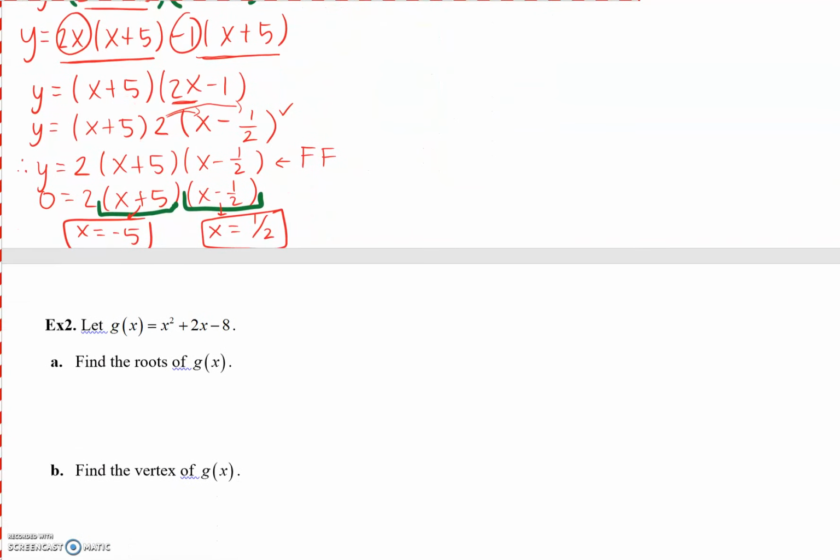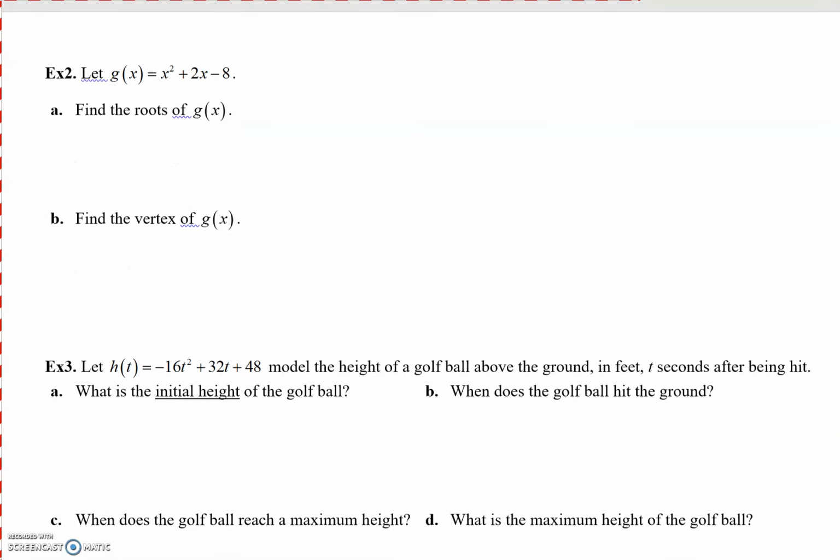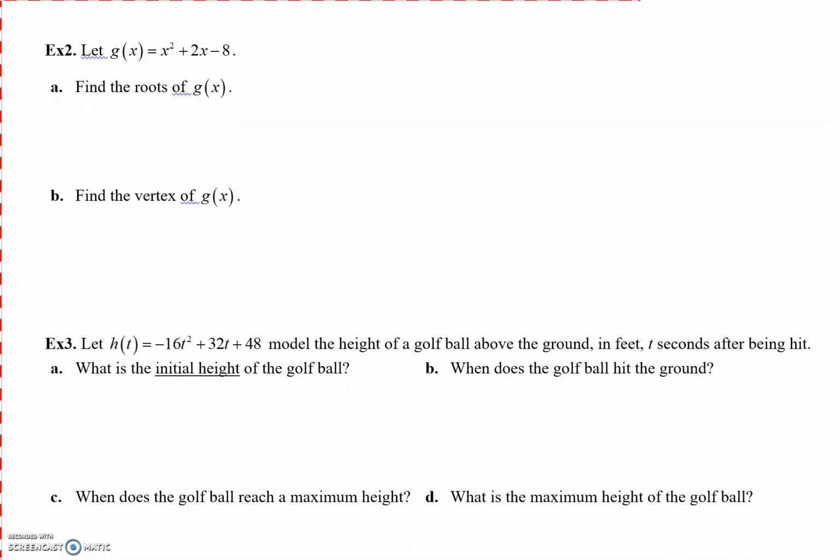So on the back, we have a couple different examples. So the first one, we have a function g of x, and we are asked to find the roots and then to find the vertex. Well, let's start with finding the roots. We know that to find the roots, we first want to factor, and then we want to set it equal to 0. This is a trinomial, so we should be comfortable factoring this now.